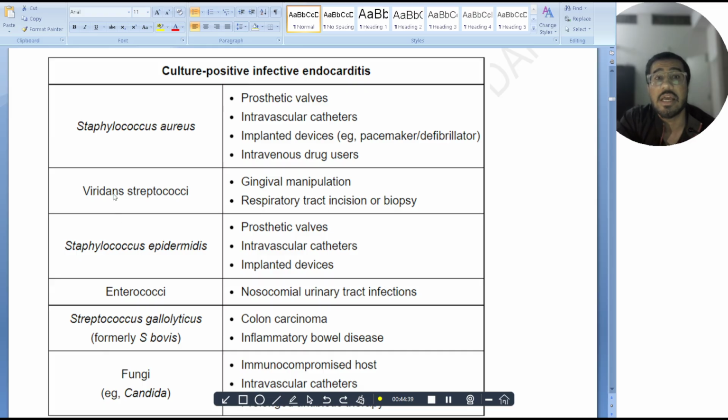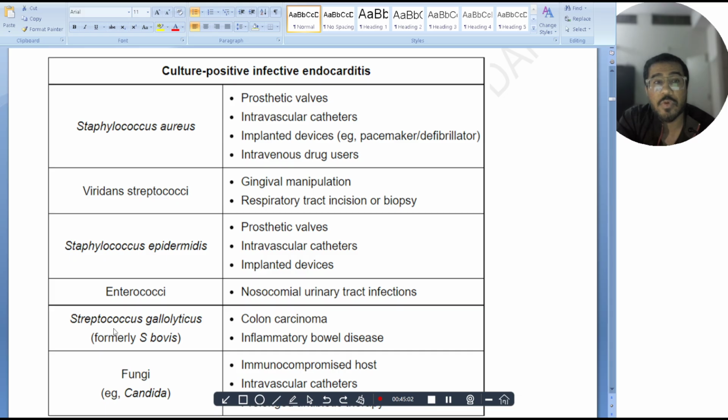Strep viridans is associated with gingival manipulation. It is a normal bacteria of the mouth, and when there's gingival manipulation or a dental extraction or something like that, the transient bacteremia can result in infective endocarditis with strep viridans, because it populates the mouth.